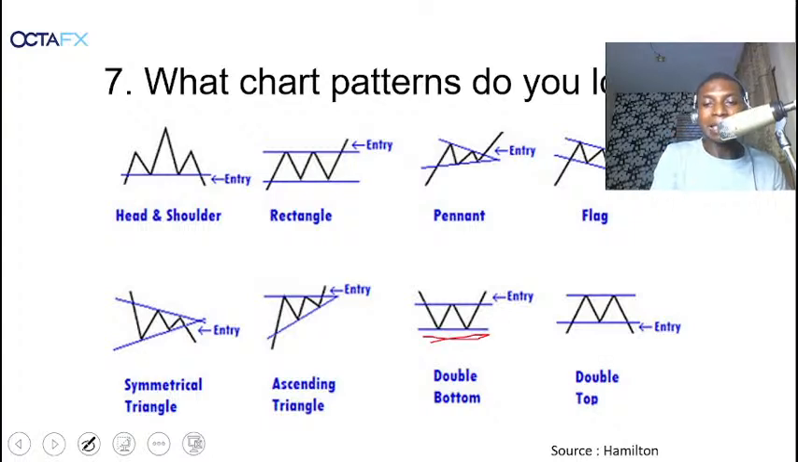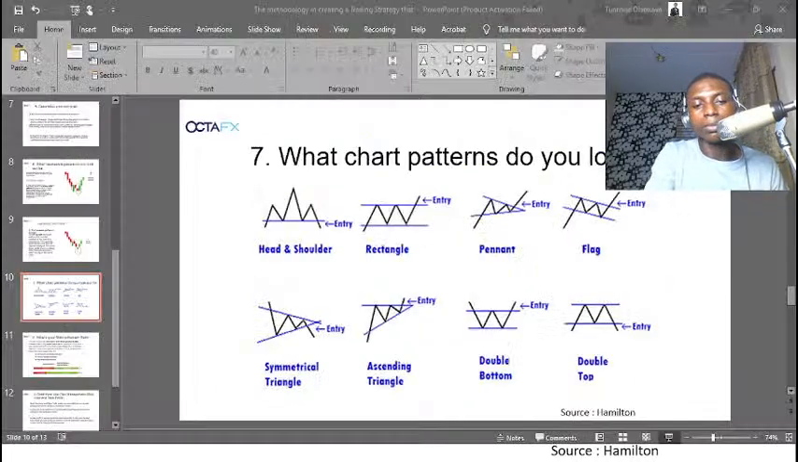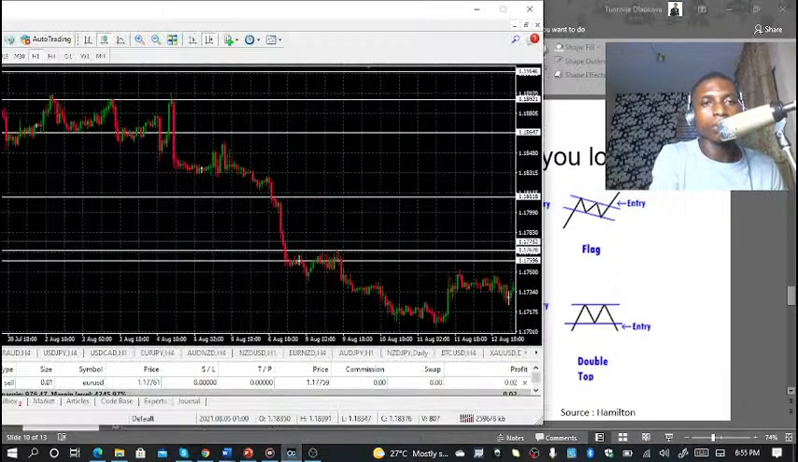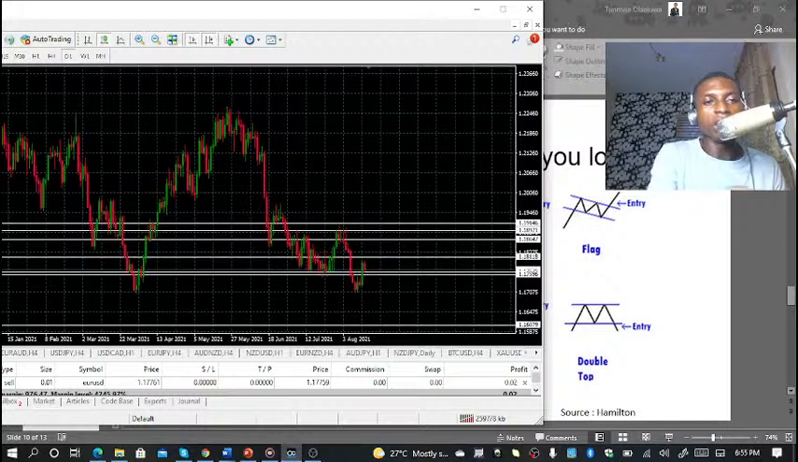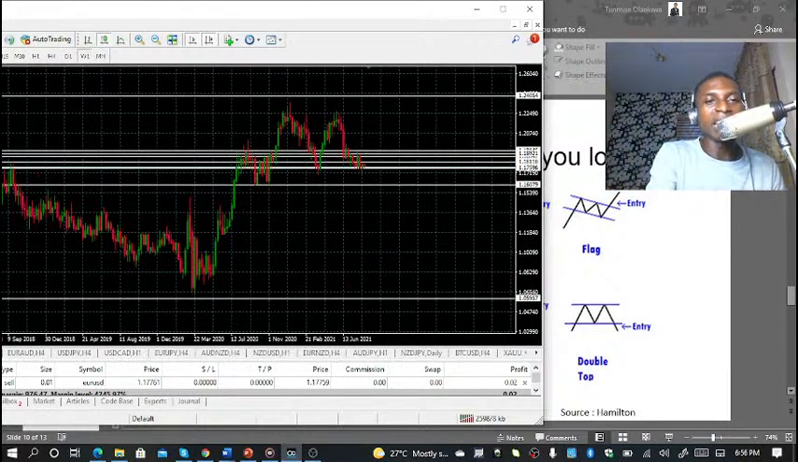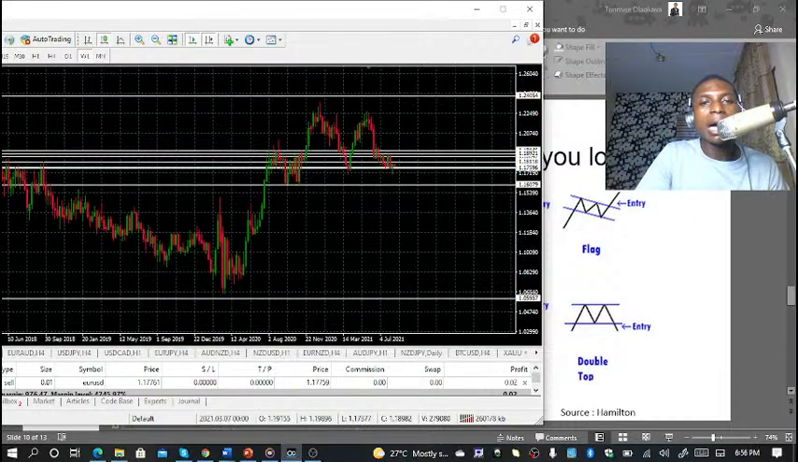Now you see double bottom. As I was explaining the Euro USD chart, I talked about the double top, right? Let's have a quick look and a quick grasp of what I was talking about. If you look at the weekly time frame, you would see a double top on the Euro USD chart. This is one top here, this is another top.